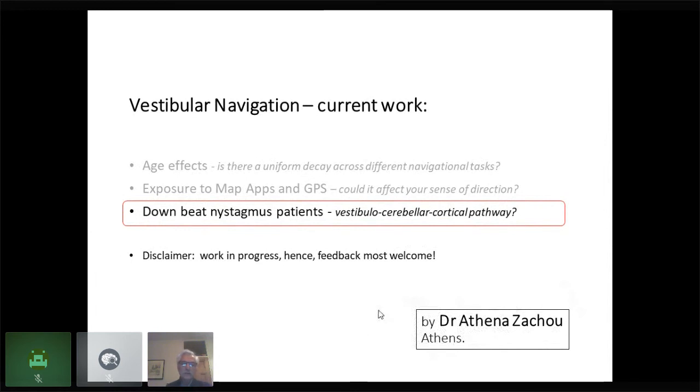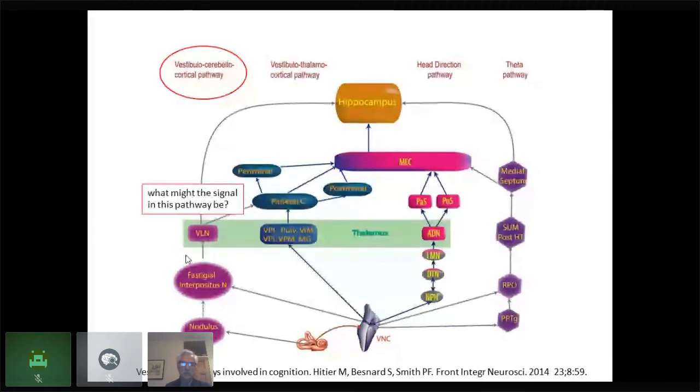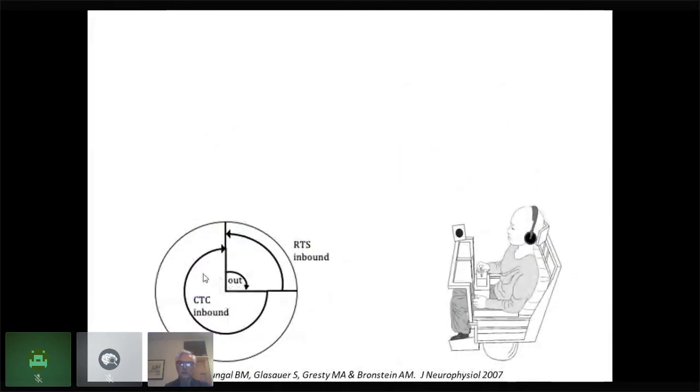So we're looking at these patients with the question in mind: if these are all the various pathways whereby the vestibular system can potentially reach the hippocampus and other relevant cortex, entorhinal cortex, and so on. And we were going to investigate in these experiments the vestibulocerebellar cortical pathway with a secondary question in mind, which is what might the signal in this pathway be? So our patients are going to have lesions in this area, and so we hope to be able to understand a little bit more. So for this paradigm, we use again this self-rotation experiment.